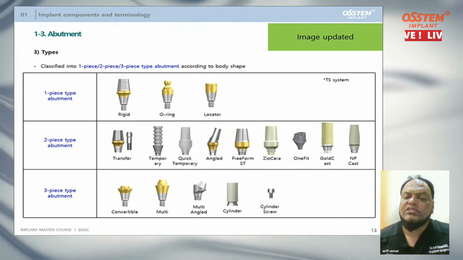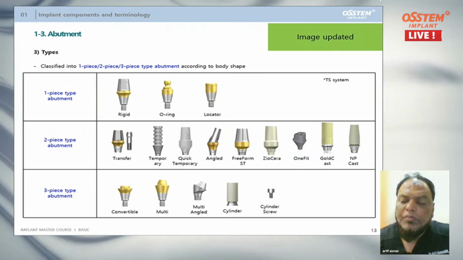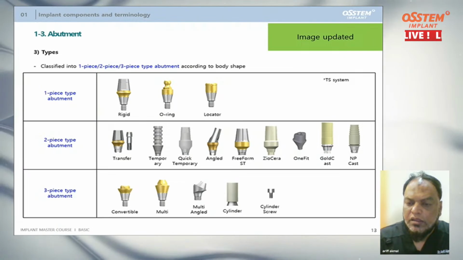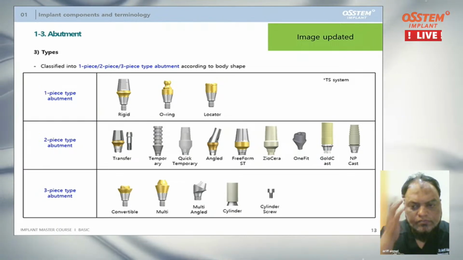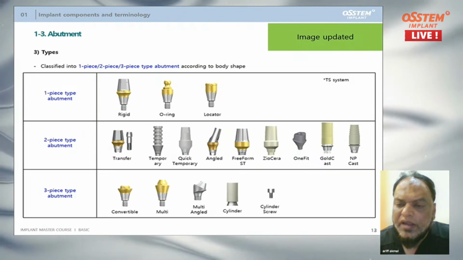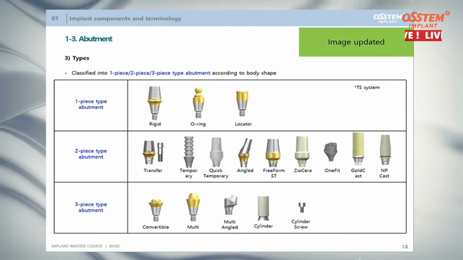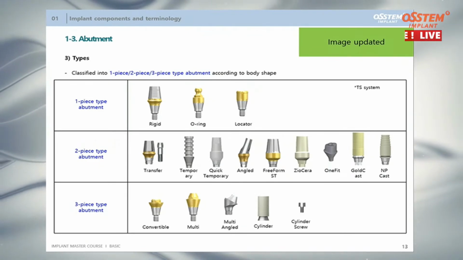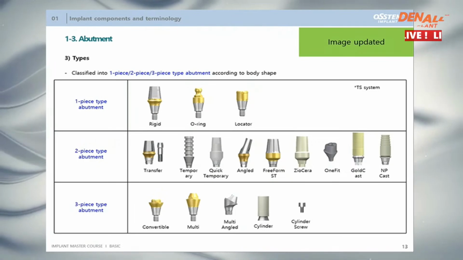It should be an interactive session where you'll be shown the component, you can feel the component, and you can remember it. Seeing is believing. Unless you see the component and hold it in your hand, whatever picture we show, even the best of pictures, will be there in your mind for only 45 minutes to 1 hour.